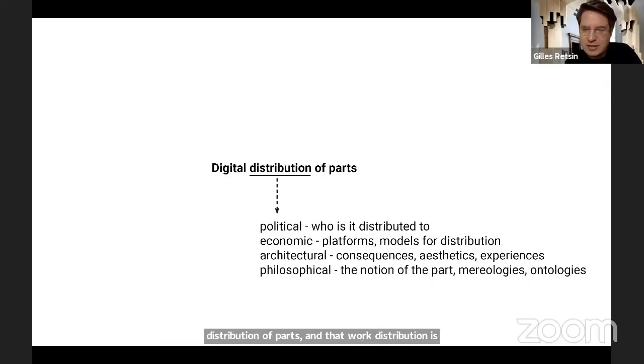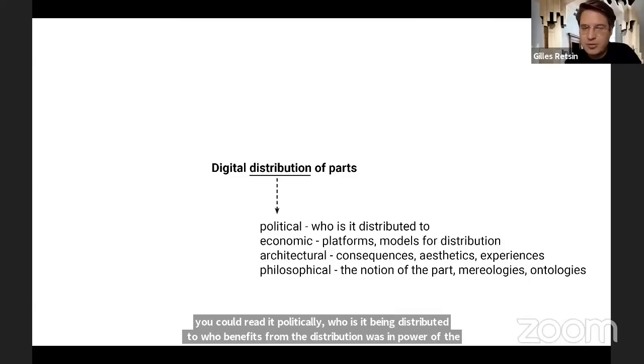Because you could read it politically. Who is it being distributed to? Who benefits from the distribution? Who's in power of that distribution? You could read it economically. You could talk about platforms and models for distribution, but you could also read it architecturally.